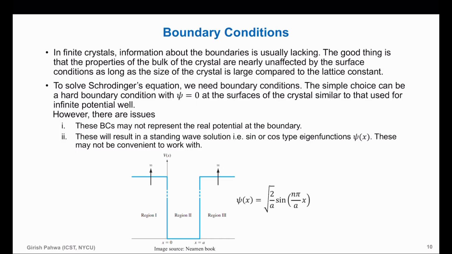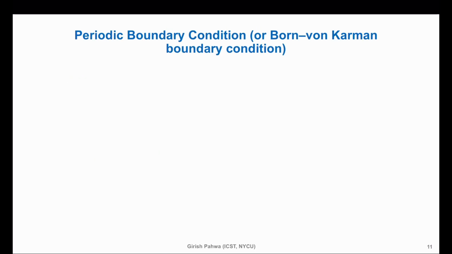For example, you get a solution like this, square root of 2 over a times sine of n pi x over a, for the infinite potential well. It's not something which is easy to work with, sine and cosine. So we usually do not employ these hard boundary conditions. What we do, we apply something called the periodic boundary condition, also called the Born-Karman boundary condition.